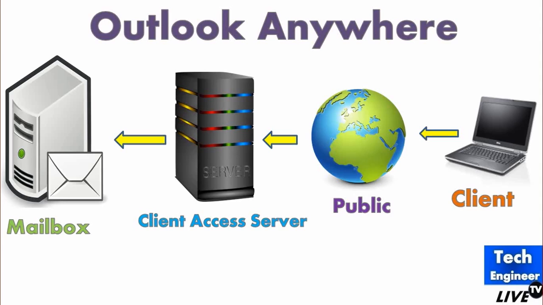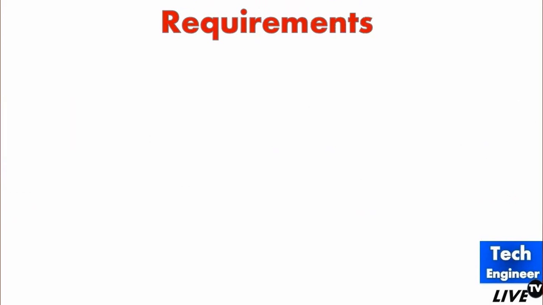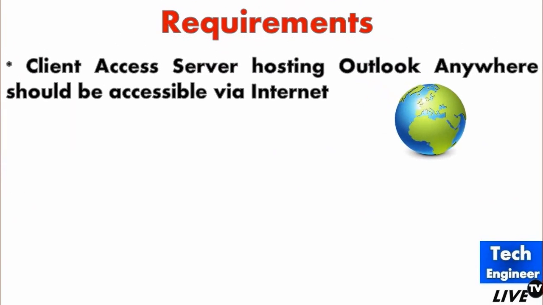We don't need mailbox internet. We just need the client access server to be resolved and accessible through the internet. So what exactly are the requirements? First of all, the client access server hosting Outlook Anywhere should be accessible via the internet. Unless it is resolved and accessible, we're not able to check our mail.